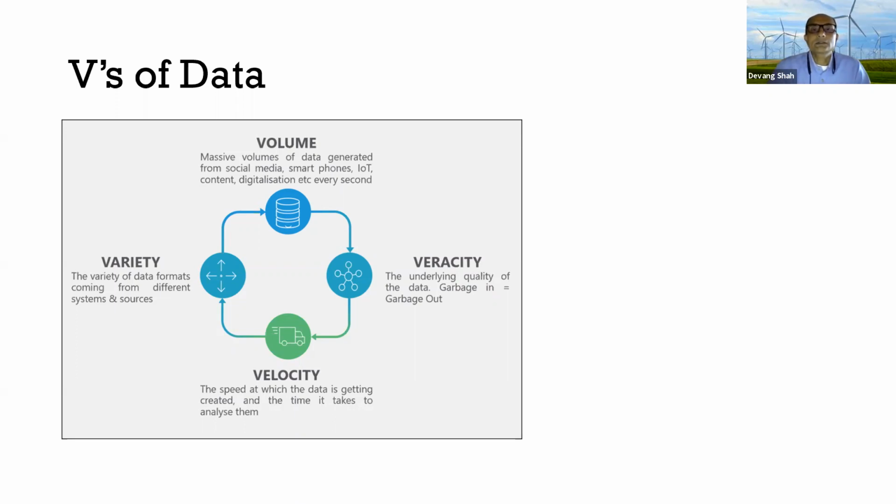The other thing is veracity, meaning the truth about the data, the quality of the data, which is very, very important. Because you can have the data, but if the quality of the data is not good, then garbage in is garbage out, and you don't want that. So it's very important to have a subject matter expert with the criteria to make sure your data is good quality data.